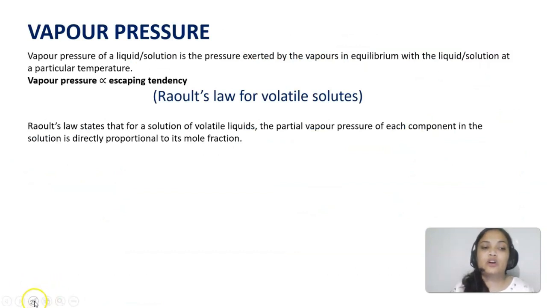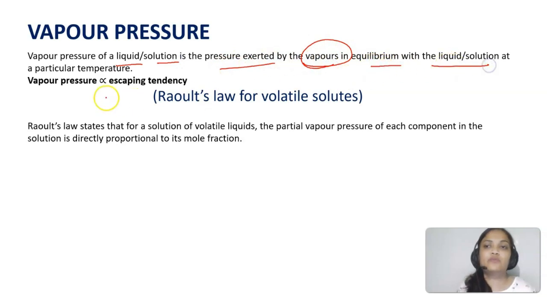Alright, now let us talk about vapor pressure and Raoult's law, which is very important. So students, vapor pressure of any liquid or solution is the pressure exerted by the vapors in equilibrium with the liquid or solution at a particular temperature. Of course, the liquid or solution will vaporize, so what is the pressure exerted by those vapors which are in equilibrium with your solution?